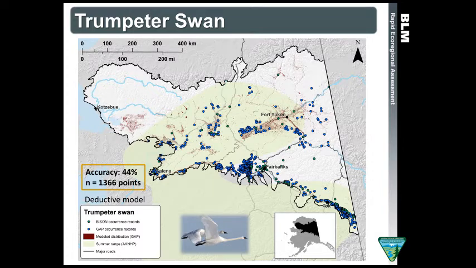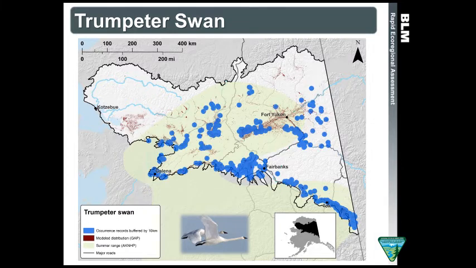Yeah. So this was a deductive model, and the accuracy was only 44%, and that was over 1,300 points. Again, we have this issue of a lot of the points being clustered on top of each other, so that's obviously a bias or a skewing. One thing that Tracy did for the North Slope with raptor concentration areas was she kind of merged, let me see, here we go. She kind of threw a buffer.